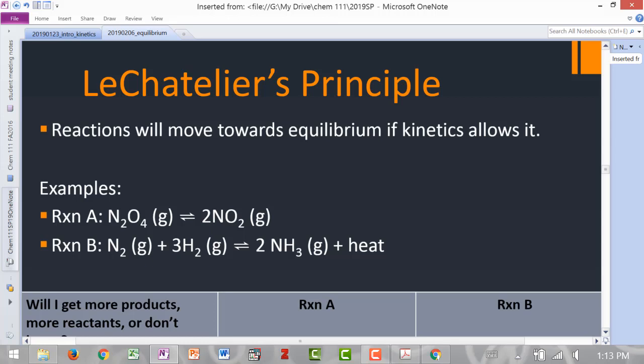And the idea is this. A reaction will move towards equilibrium if kinetics allows it to. That's my phrasing. If the activation energy of the barrier you drew on your quiz today is sufficiently small, the kinetics allows you to interconvert reactants to products, you will. And you will eventually reach balance, which is sort of by definition the most stable state. Le Chatelier's principle often uses the language of shifts in a reaction. Shifts to make more reactants, shifts to make more products.